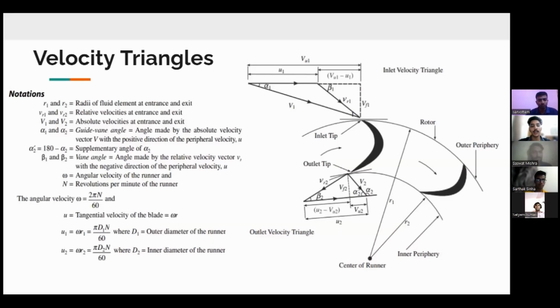A general velocity triangle consists of the following vectors: V, which defines the absolute velocity of the fluid; U, the blade linear velocity; V1 and V2, the absolute velocities at the entrance and the exit, from inlet and outlet; alpha 1 and alpha 2, the guide vane angles; beta 1 and beta 2, the vane angles, the angle made by the relative velocity vector Vr; and N, the revolutions per minute of the runner.